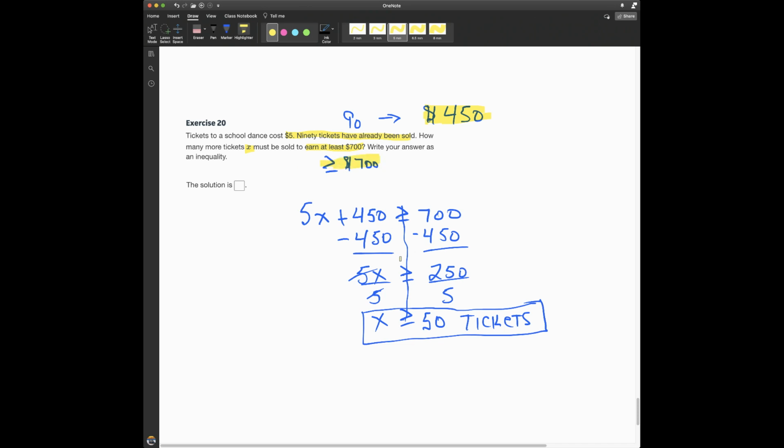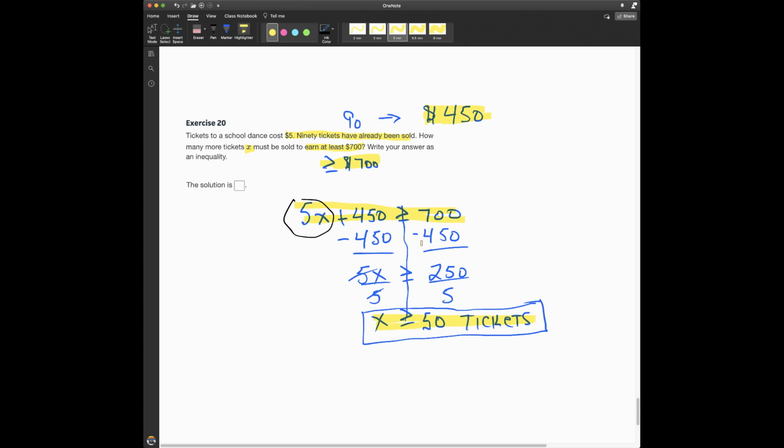So I write that inequality. I make a 2-step inequality where it's $5 for each ticket, so I know I need to sell some more. The 450 is how much I've already made from my 90 tickets. When I add those two together, you have to have at least $700. So here's my 2-step inequality. I solve it, and I end up with x has to be at least 50. So you have to sell at least 50 more tickets to make at least $700.